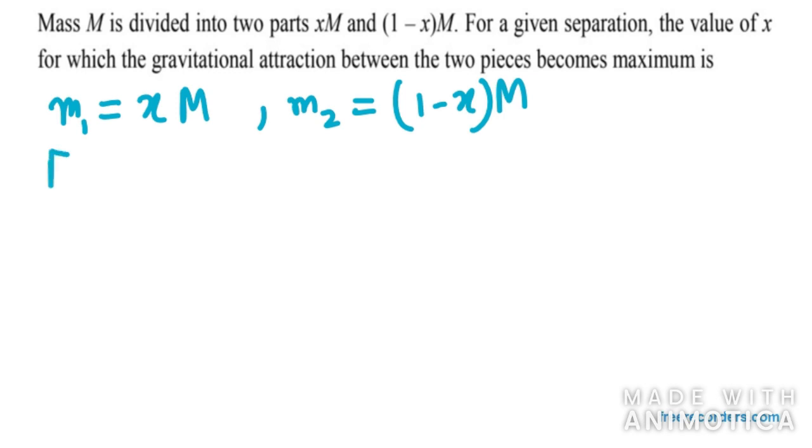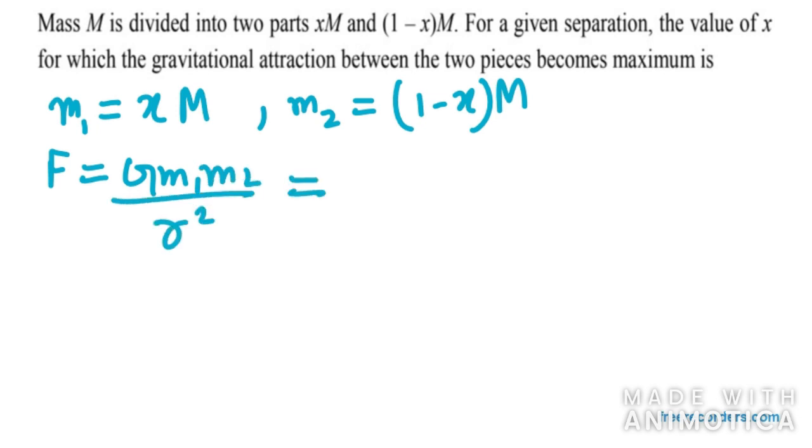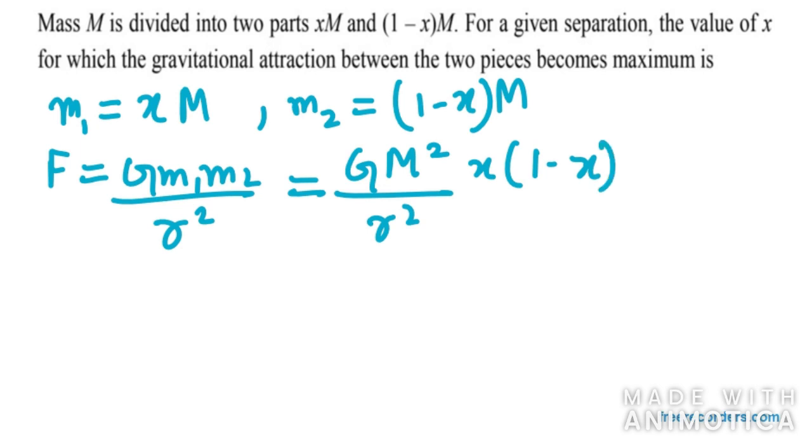So force is given as G m1 m2 over r square. Now you need to put these values into this equation. So it will be G m square over r square, x times (1 minus x). Now as you know, we need to find the maximum value. So in this case, we need to find del F over del x equals 0. That means we need to differentiate the value of F.